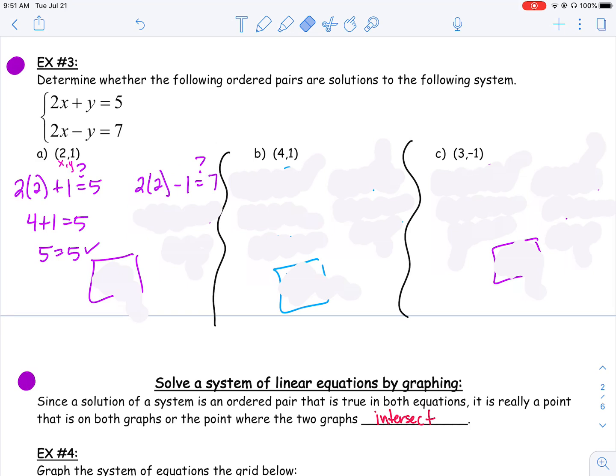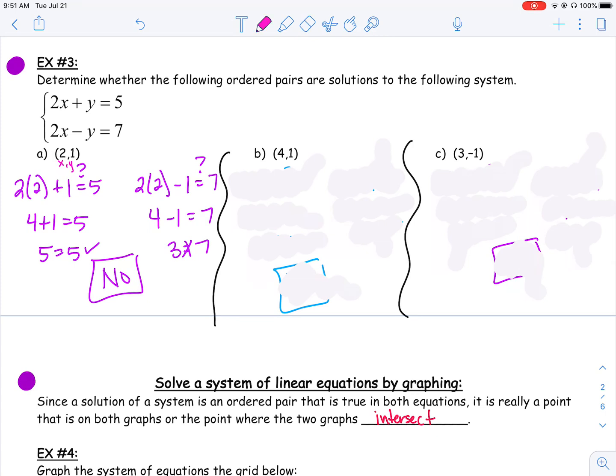So I'm going to do that. In my second equation, wherever I see an x, I'm going to plug in a 2, and wherever I see a y, I'm going to plug in a 1. So I have 2 times 2 minus 1, and we want to figure out if that equals 7. Well, 2 times 2 is 4. 4 minus 1 is 3. 3 does not equal 7. So it might have worked in the first equation, but it doesn't work in the second equation. So it's not a solution to the system of equations.